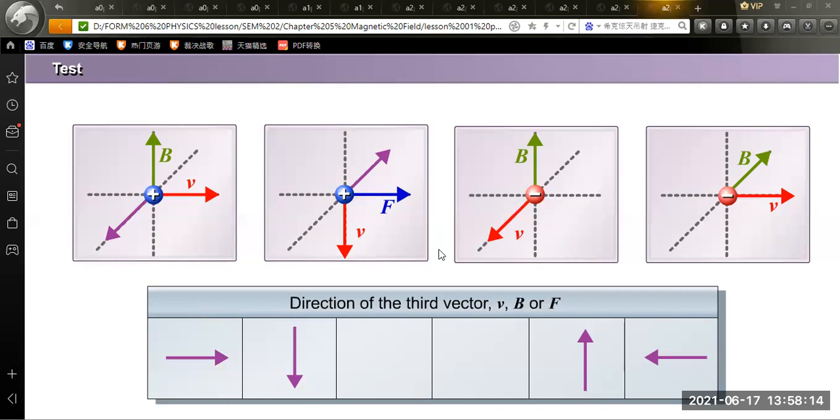V to B. If this is positive charge, this will point to this side. But because of negative, it must be in the opposite direction. V to B, positive charge, shows that if we use right hand rules, it will be going up. But actually, it is going down because it is negative charge. Negative charge is always opposite to the direction of positive charge.